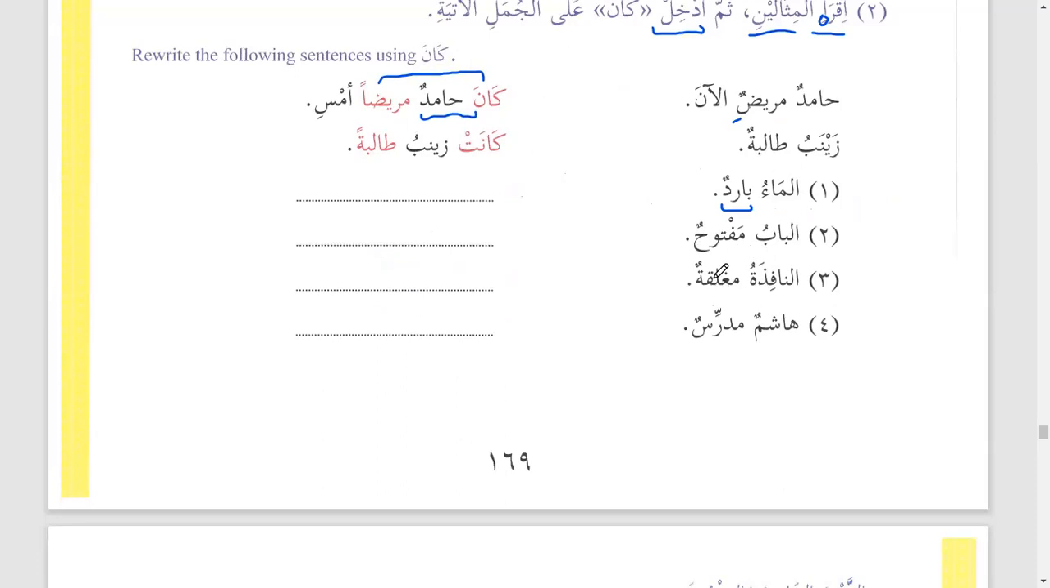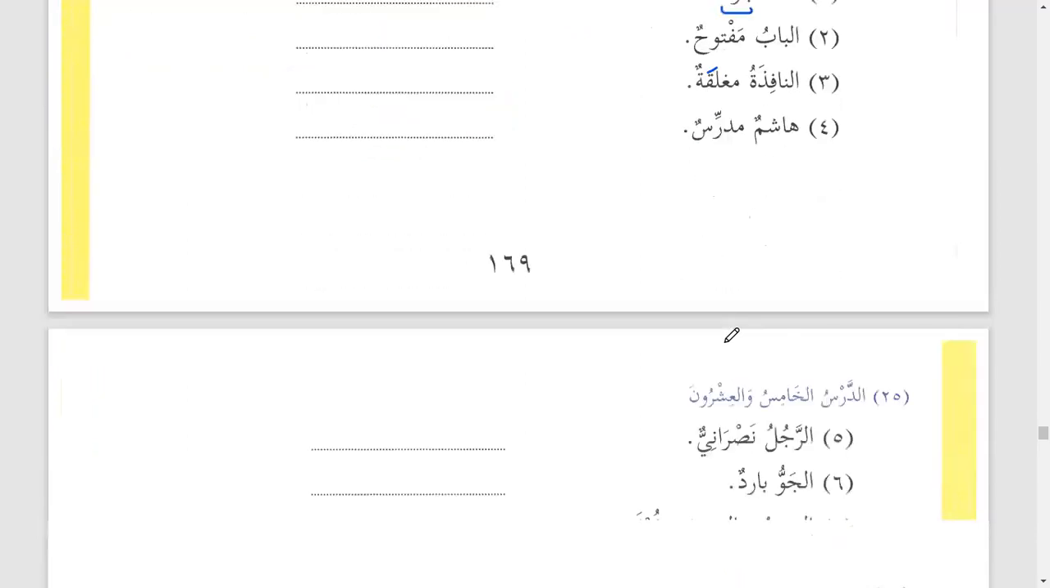An-nafidatu mughlaqatun. The window is closed. Kanat an-nafidatu mughlaqatan. Excellent. The window was closed. Hashimun mudarrisun. Hashim is the teacher. Kana Hashimun mudarrisan. Hashim was a teacher.